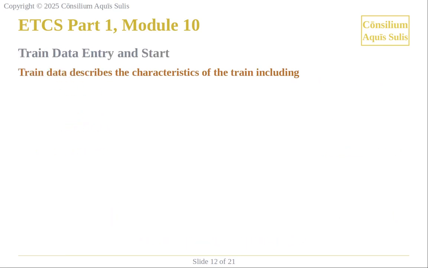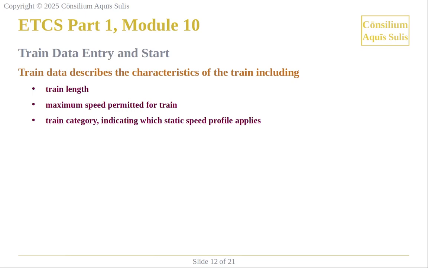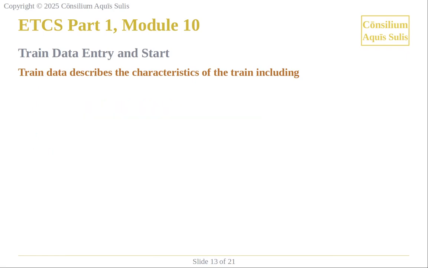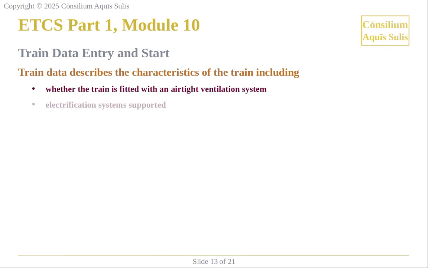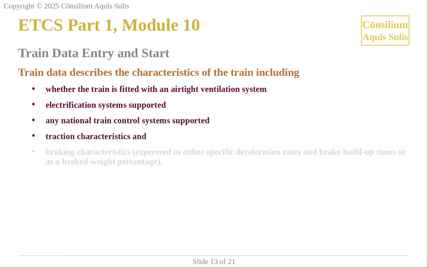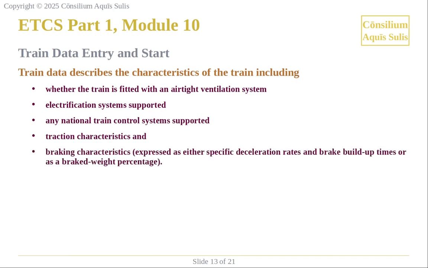Train data describes the characteristics of the train, including train length, maximum speed permitted for train category, indicating which static speed profile applies, loading gauge and axle load category, whether the train is fitted with an airtight ventilation system, electrification system supported, any national train control system supported, traction characteristics and braking characteristics.